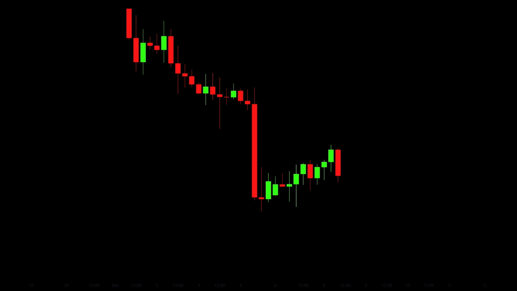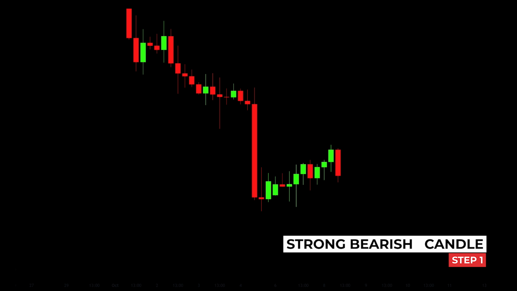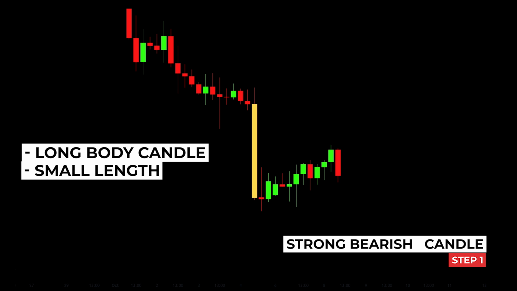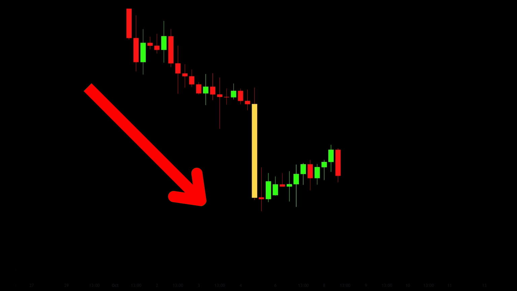Now let's look at a sell setup. The process remains the same. First, try to identify a strong sell candle. Look for a bearish candle with a long body, making up about 70% of its total length, and relatively small wicks. This signals a strong downward move.